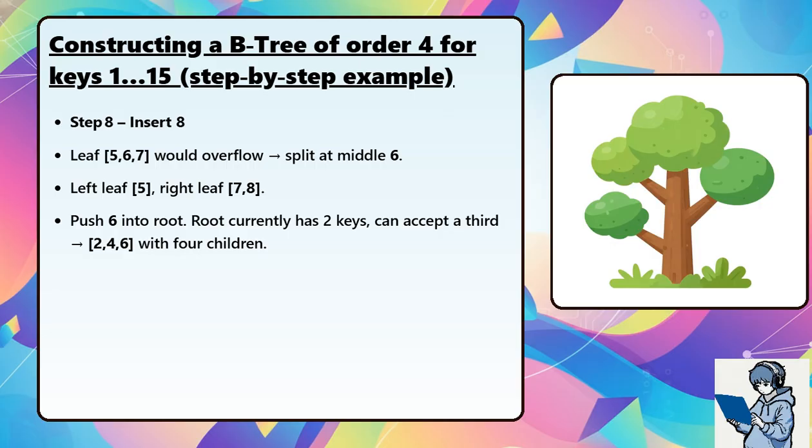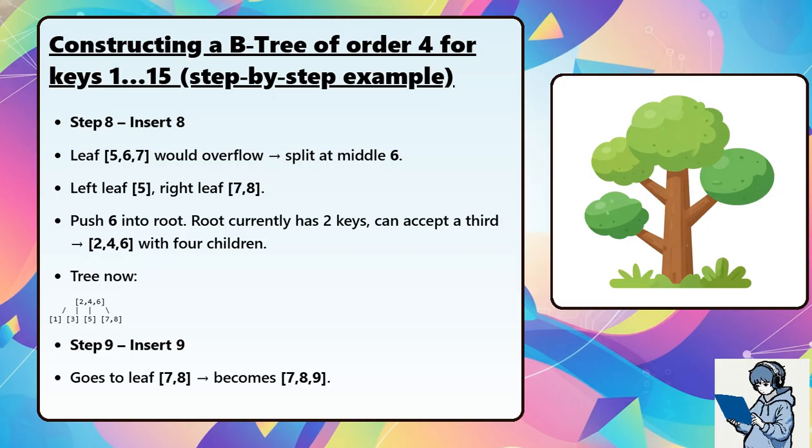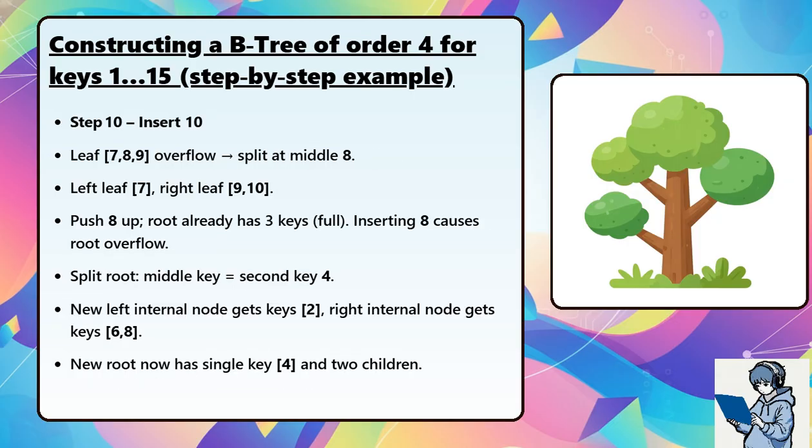The root currently has 2 keys and can accept a third, resulting in keys 2, 4, 6 with 4 children. The tree now has a root with keys 2, 4, 6, and 4 children: a leaf with 1, a leaf with 3, a leaf with 5, and a leaf with 7 and 8. Step 9. Insert 9. Go to the leaf containing 7 and 8, which becomes 7, 8, 9. Step 10. Insert 10. The leaf containing 7, 8, 9 overflows, so split at the middle key 8.